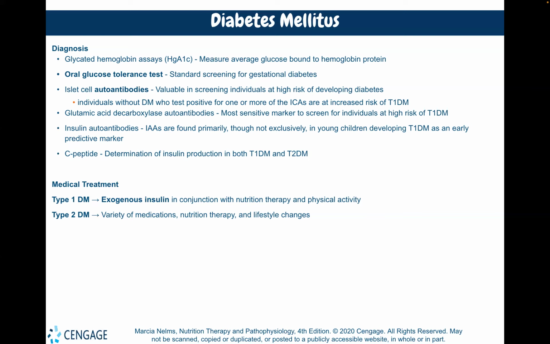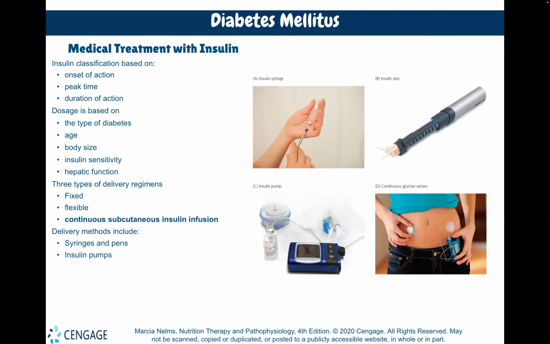In general, though, people who have type 1 diabetes are going to be required to use exogenous insulin, and that would be insulin injections. But we also want to provide nutrition therapy and encourage physical activity to help them maintain their blood sugar. Other individuals who have type 2 diabetes, they may or may not need insulin depending on the status of their condition. But a variety of medications can be used in conjunction with nutrition therapy and lifestyle changes to help support the person's blood glucose homeostasis.